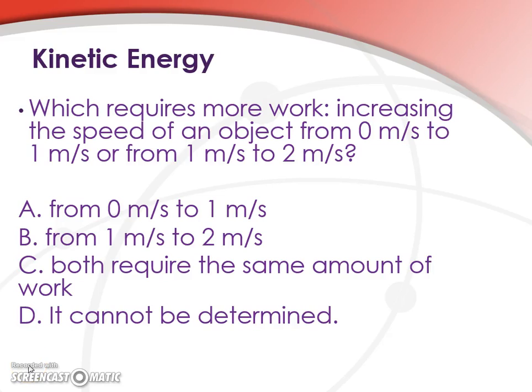So today's poser. Which requires more work? Increasing the speed of an object from 0 meters per second to 1 meter per second, or from 1 meter per second to 2 meters per second? The choices are from 0 to 1, from 1 to 2, both require the same amount of work, or it can't be determined.